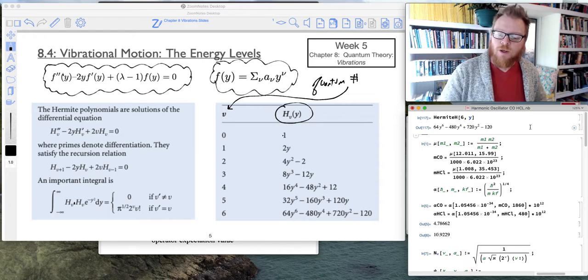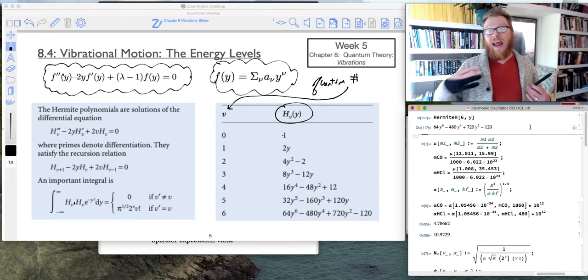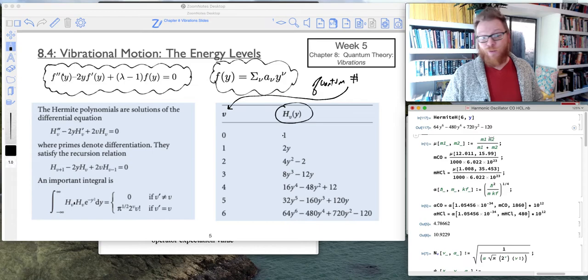Okay. So we still don't have a solution to the Schrodinger equation. We only have a general solution, and that is the Hermite polynomial.